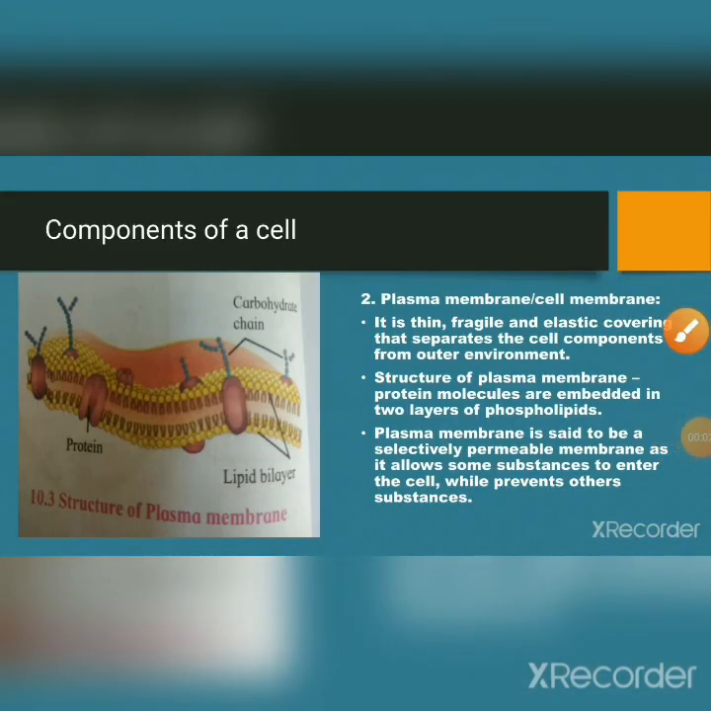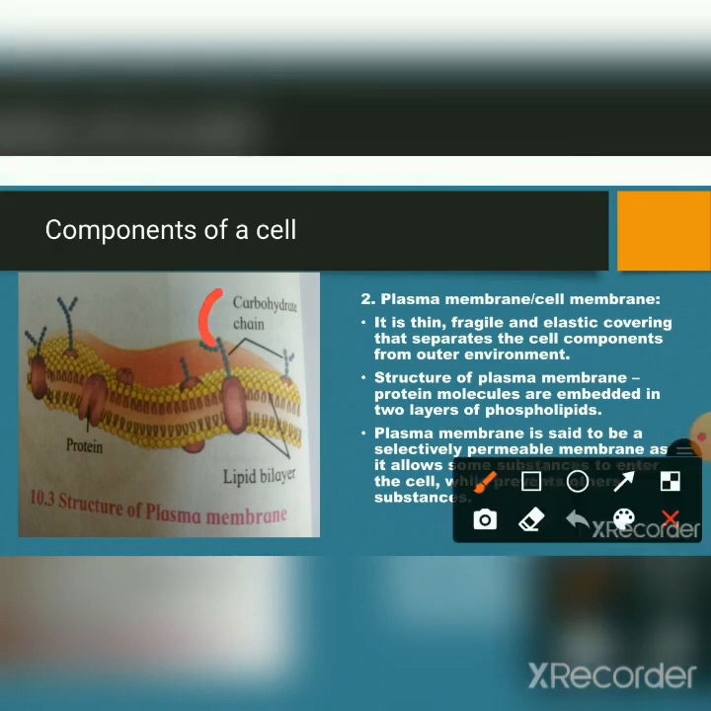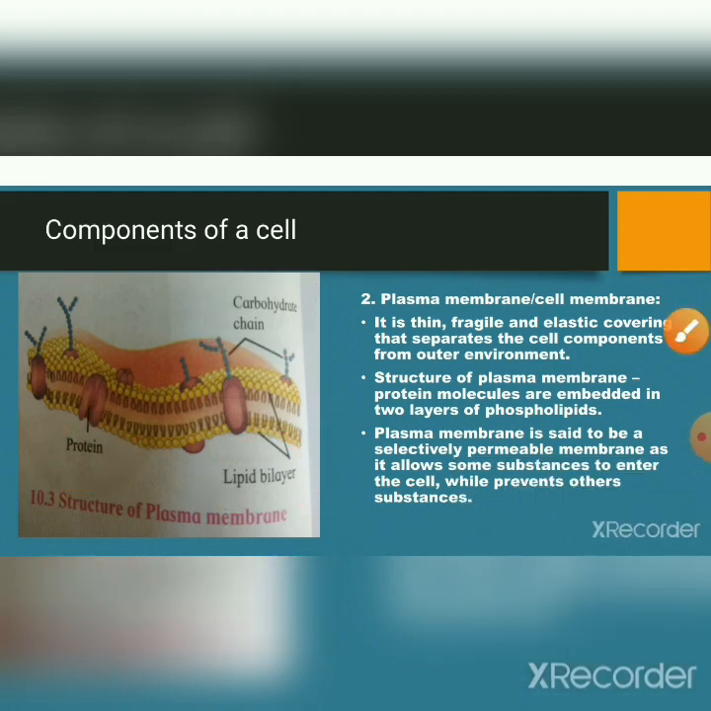Second component is plasma membrane or cell membrane. With the figure we'll see the carbohydrate chain here, protein is here and lipid bilayer is here. It is a thin, fragile and elastic covering that separates the cell components from the outer environment. The structure of plasma membrane: protein molecules are embedded in two layers of phospholipids.